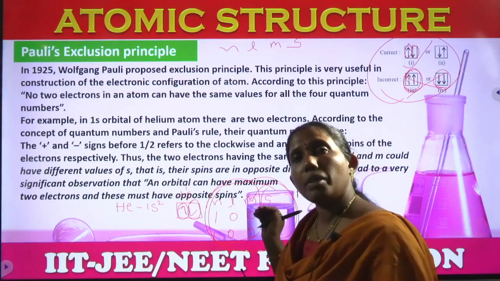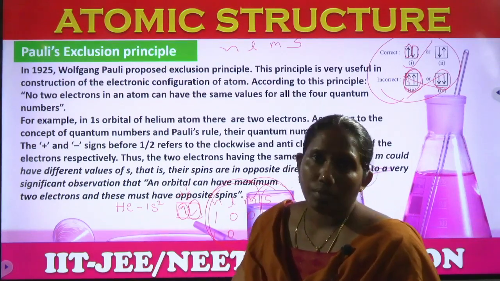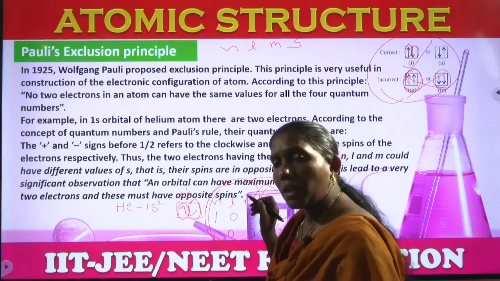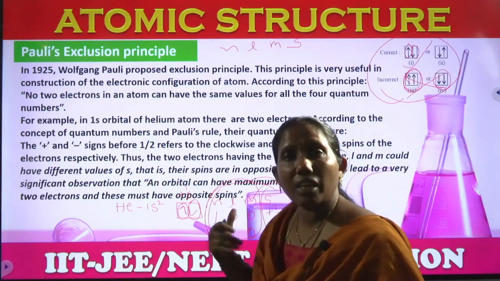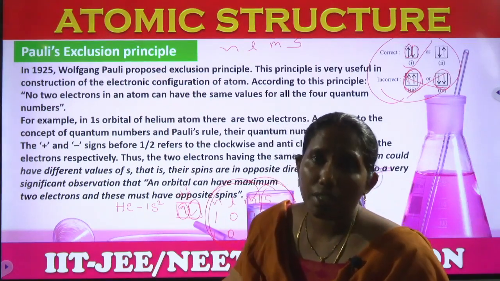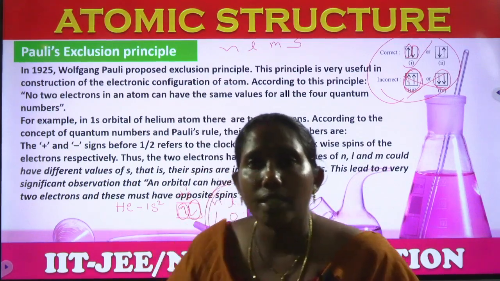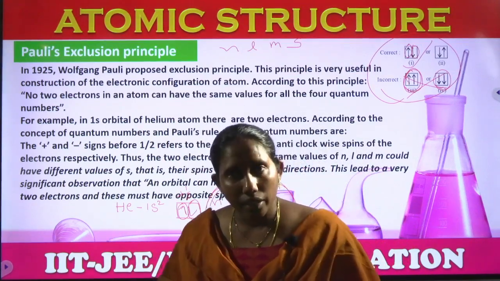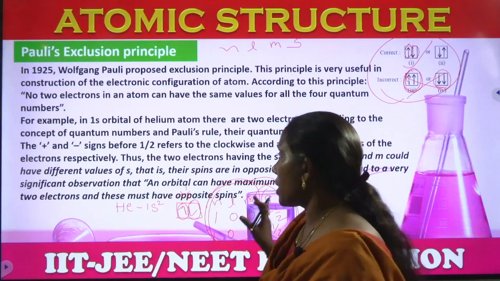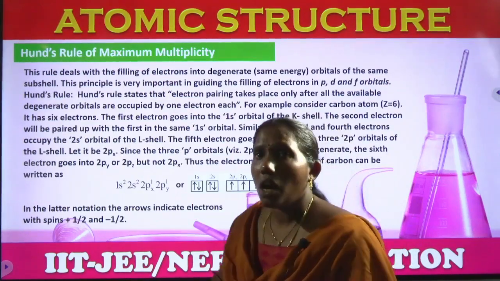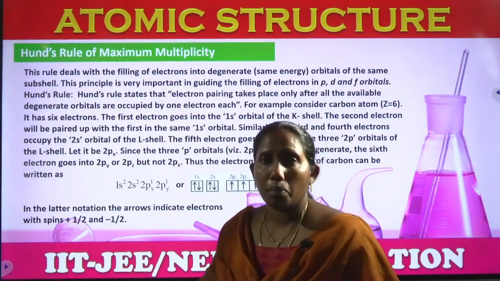Because of this spin, we cannot get confusion. Even if N, L, M are the same, by the spin we can identify whether we are talking about the first electron in that orbital or the second electron in that orbital, right? So this is called Pauli's exclusion principle. Now come to Hund's rule of maximum multiplicity.